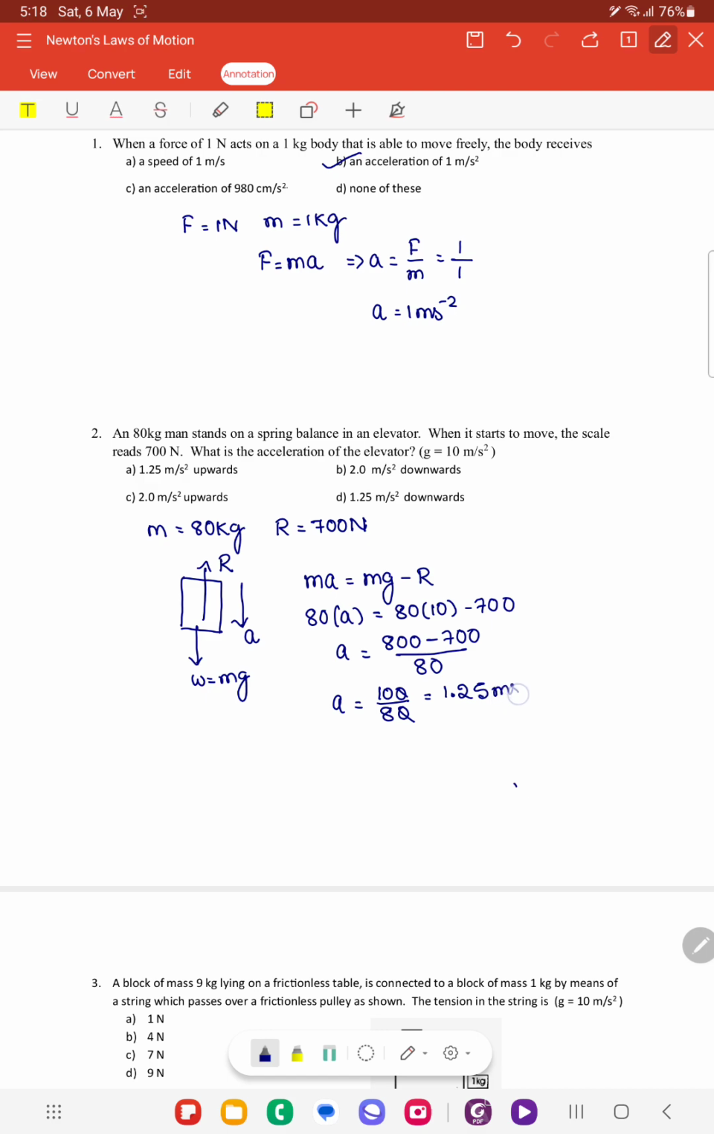1.25 meter per second square. So we have considered the elevator moving in the downward direction. Therefore, the acceleration is 1.25 meter per second square in the downward direction. So option D is the right answer.